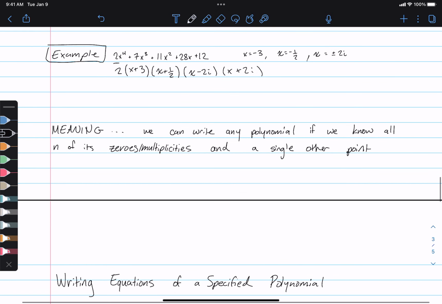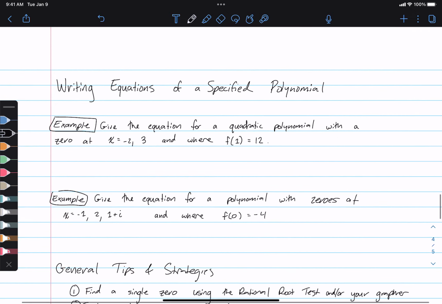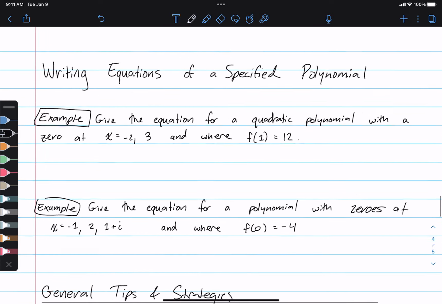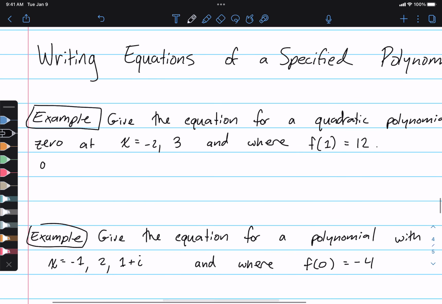What this actually means is that we can write any polynomial we want if we know all n of its zeros and their multiplicities, and a single other point. And this is going to be in your Pearson homework, so writing equations of a specified polynomial. Example: let's give the equation for a quadratic polynomial with a zero at x equals -2 and 3, and where f of 1 equals 12. And so we're going to start out, we know this is going to be some a times x plus 2, that first zero, times x minus 3.